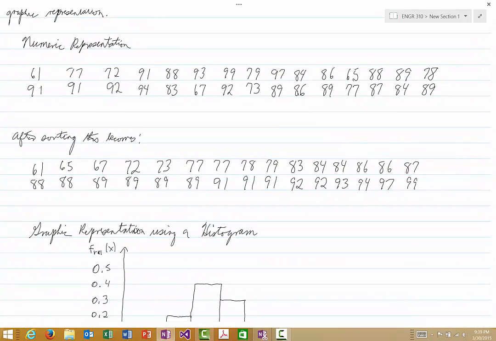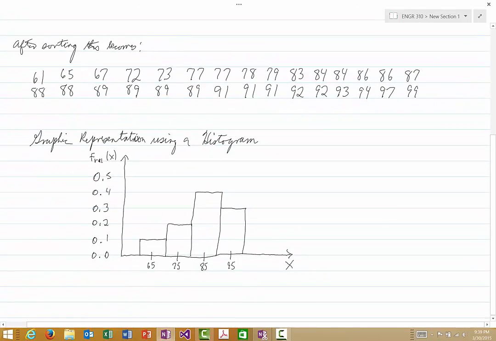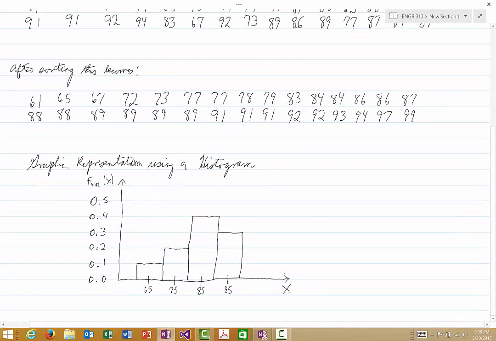Now, as far as graphic representation is concerned, we will concentrate on the use of histograms. The histogram shown here actually represents the data that we've just been discussing. Let's try to understand why that is the case. Notice that the vertical axis on the histogram designates the relative frequency with which a value is measured, and here on the horizontal axis is the value.